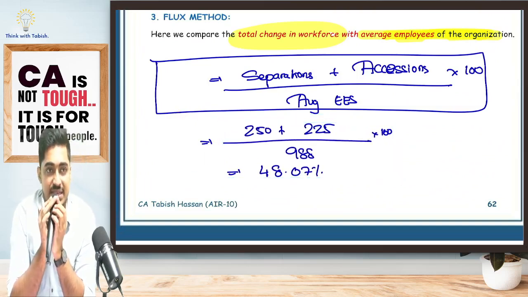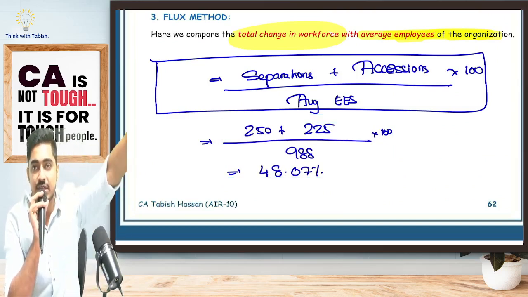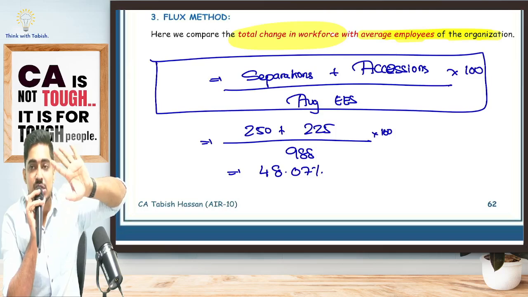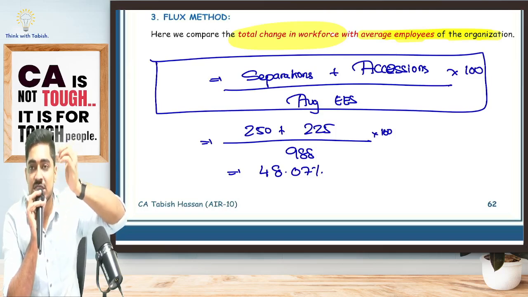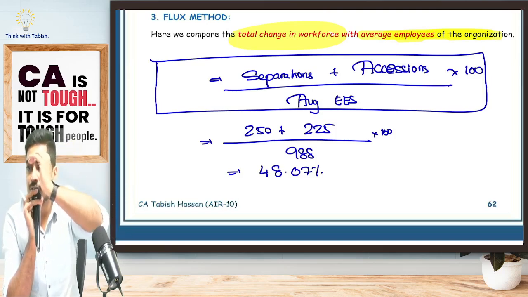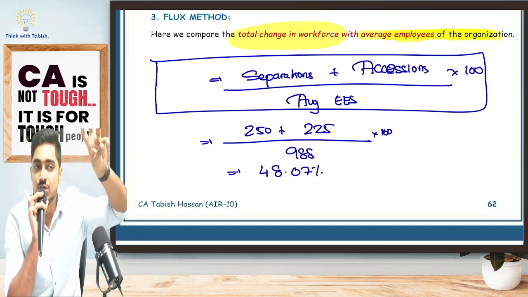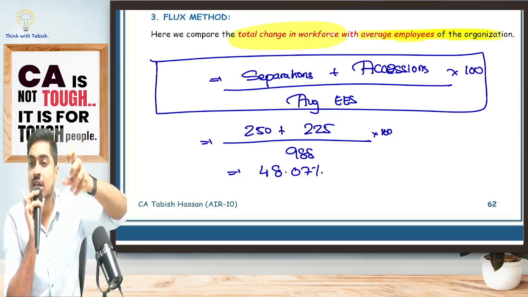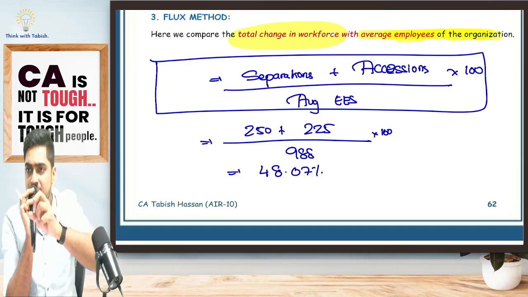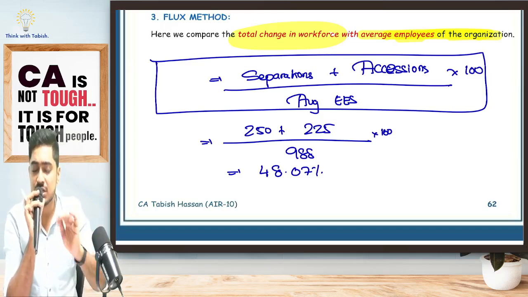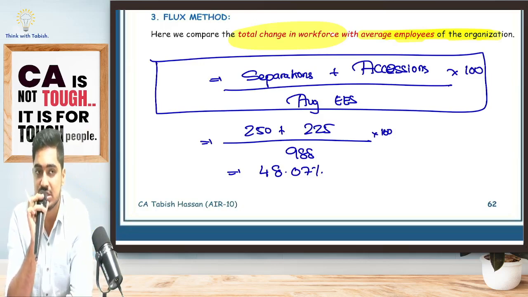Perfect. This is what my formulas are trying to tell. Simple structure of my formula: change divided by average number of employees into 100. In separation, which one will I consider? Separation. In replacement, which one will I consider? Replacement. In flux, which one will I consider? Both. That is separation plus accession. Is this clear, everyone?